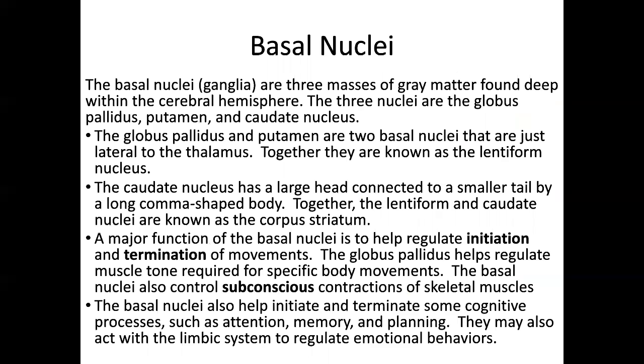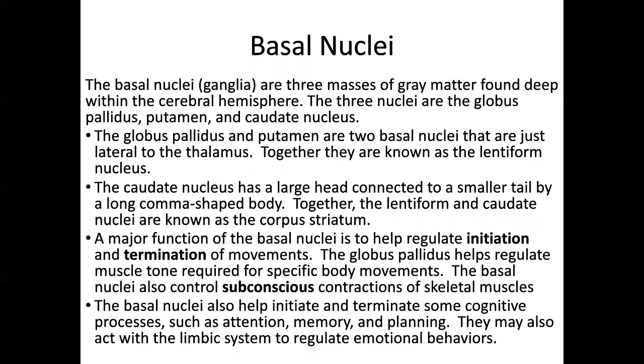Deeper into the middle part of our cerebrum is where we find another set of gray matter, what we call the basal nuclei. It also goes by the term basal ganglia, although that's the old school term. They've gone away from that. The basal nuclei or ganglia are masses of gray matter found deep within the cerebral hemisphere. They include three nuclei: globus pallidus, putamen, and caudate nucleus.